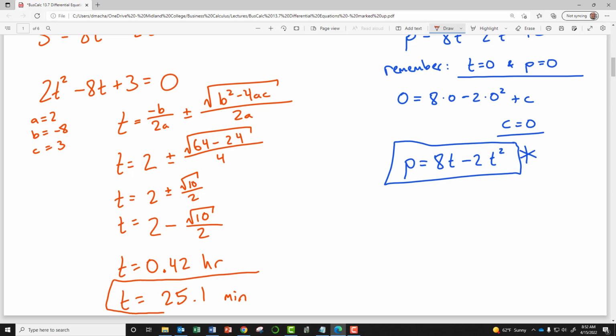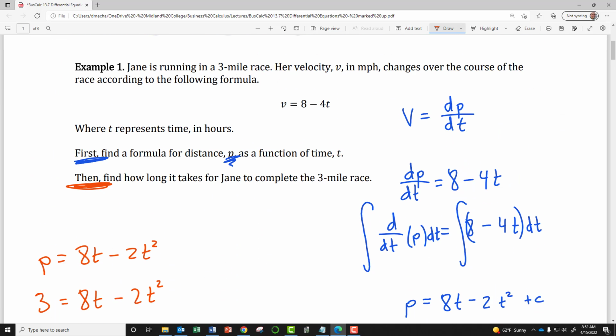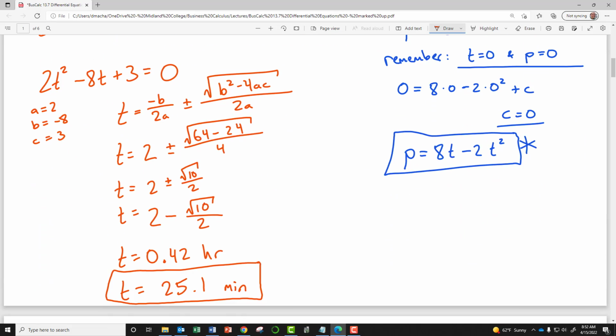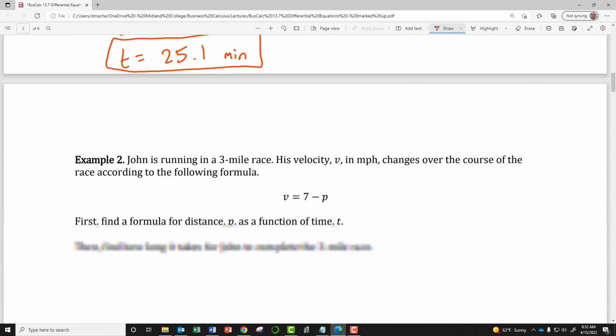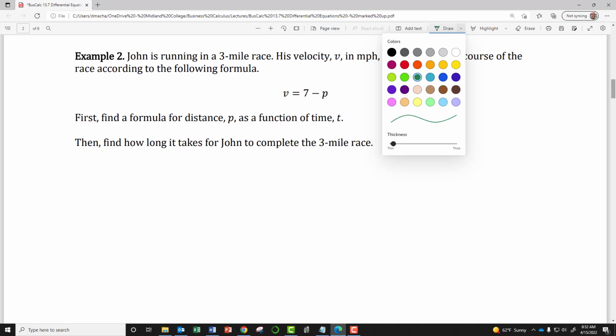So that's how long it takes Jane to finish her 3-mile race. Okay, so that would be part 2. And so in example 1, maybe this isn't too unfamiliar to you, but you've just solved your first separable ordinary differential equation. Okay, so let's take a look at example 2 now.